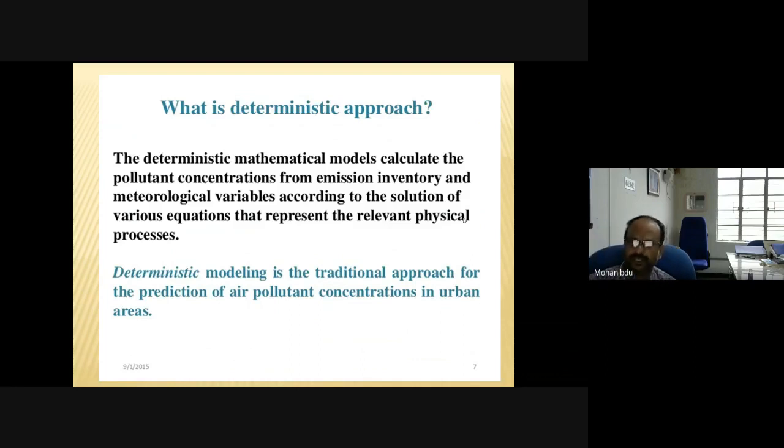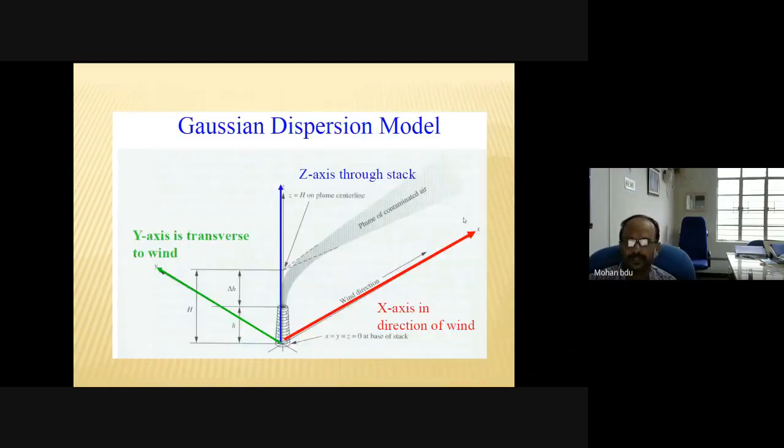So deterministic modeling is a traditional approach for the prediction of air pollutant concentrations in urban areas. This, as I told you, is the Gaussian dispersion model. It was developed in the 1800s, and it has been updated and modified several times, and several people have modified it. Even now it is subject to modification, and recent versions are available based on the Gaussian plume model.